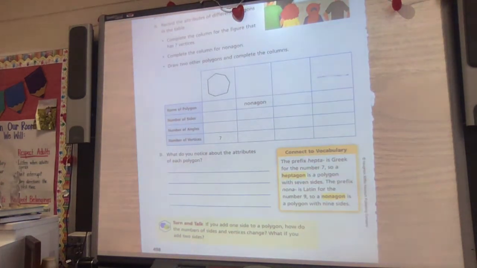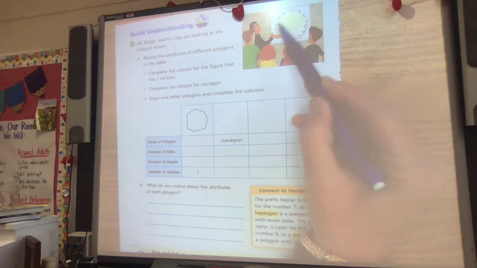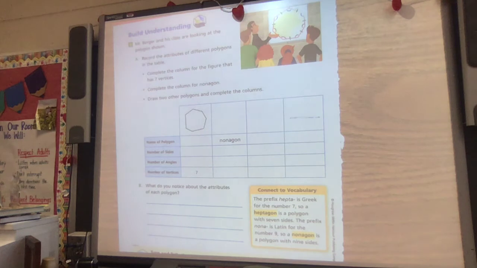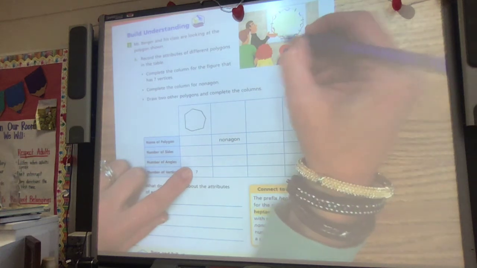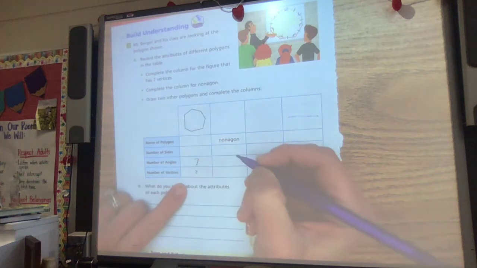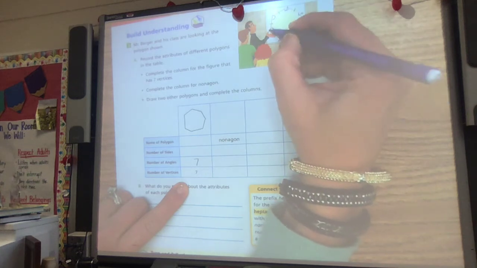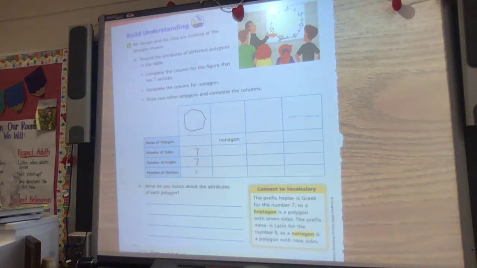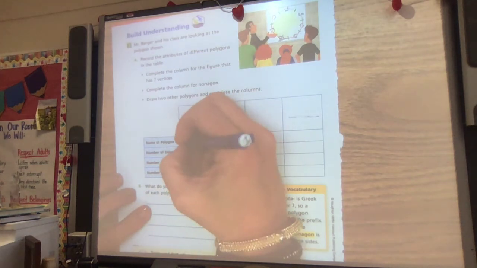Mr. Berger and his class are looking at the polygons shown. So they're looking at this polygon. It has 1, 2, 3, 4, 5, 6, 7 sides. Record the attributes of different polygons in the table. So, complete the column for the figure that has 7 vertices. Now we know because this is the one we're looking at. It has 7 vertices and 7 angles. Vertices, remember, are where 2 points come together. And number of sides, also 7. Name of the polygon. You may not know this name, but it's called a heptagon.